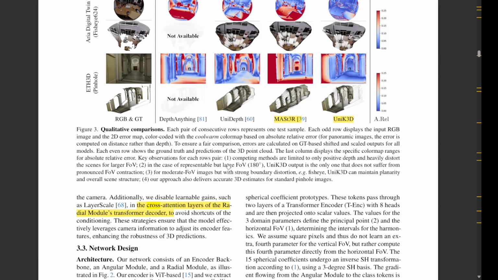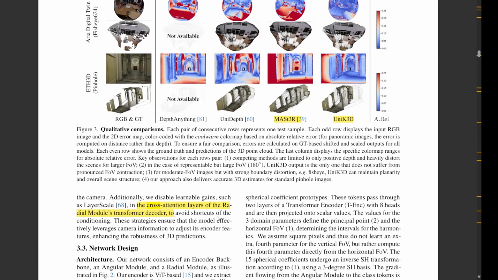Right. Then, gradually, over the course of training, they reduce their reliance on this perfect ground truth information and start feeding the radial module the camera geometry actually predicted by the angular module. So it learns the main job with perfect guidance, and then it learns how to do that same job using the potentially imperfect guidance from its partner module. That makes a lot of sense. It helps stabilize training and ensures the radial module learns to interpret and use the angular module's output effectively.